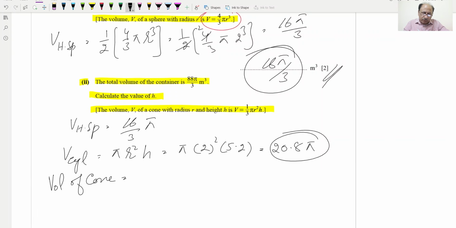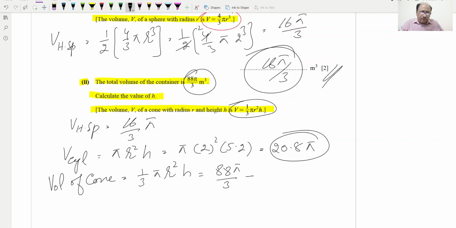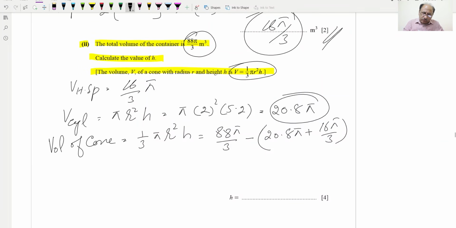Now the volume of the cone, we can calculate the volume of the cone. The whole container volume is given. The volume of the cone formula is 1 by 3 pi r squared h, and this will be equal to the total volume, which is 88 pi over 3, minus the volume of the cylinder and the volume of the hemisphere. So we'll subtract this 20.8 pi plus 16 pi by 3. These two volumes we will subtract, and we will get the volume. So we can compare these two sides and find the value of h.